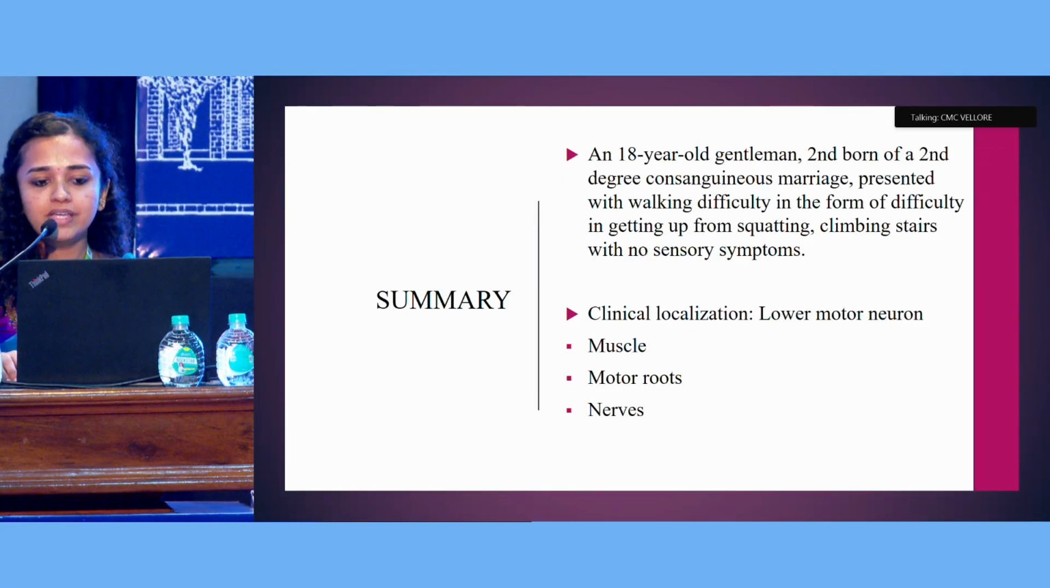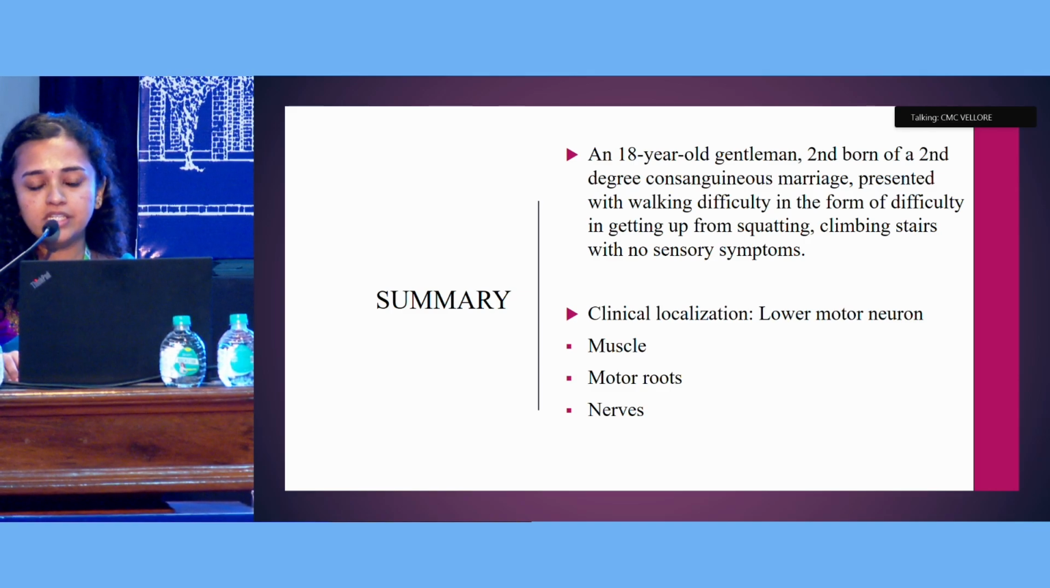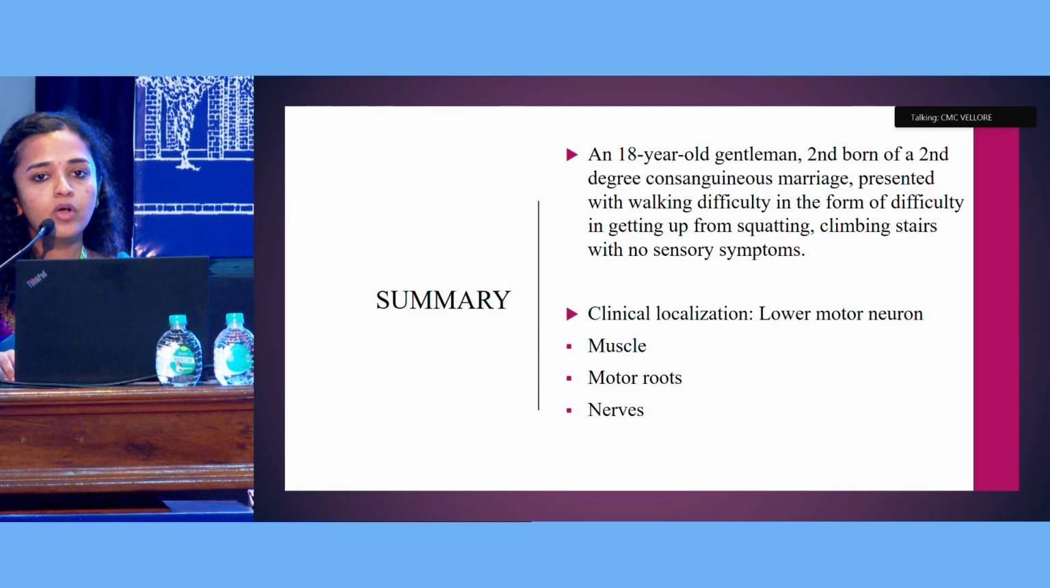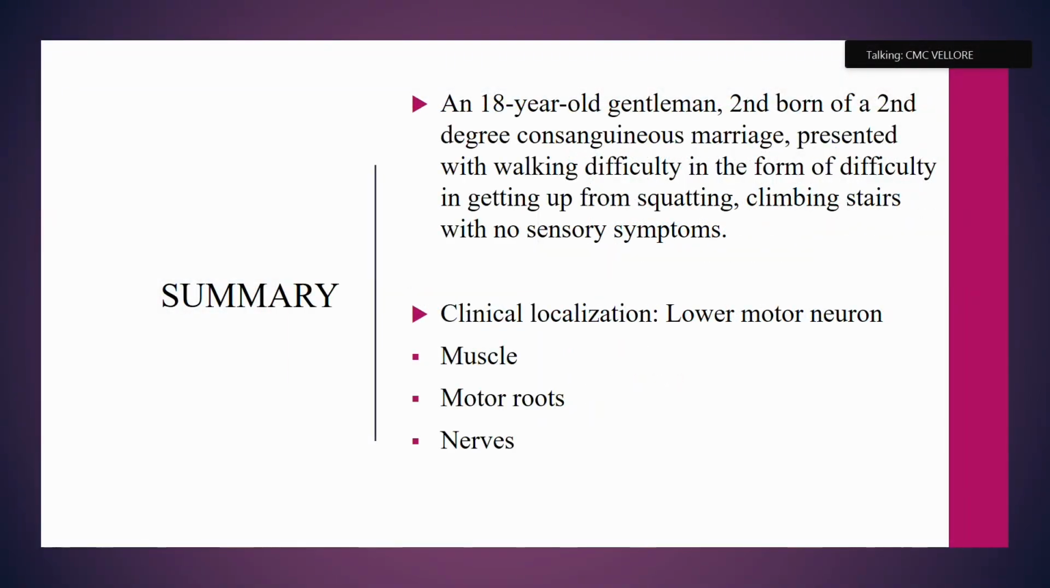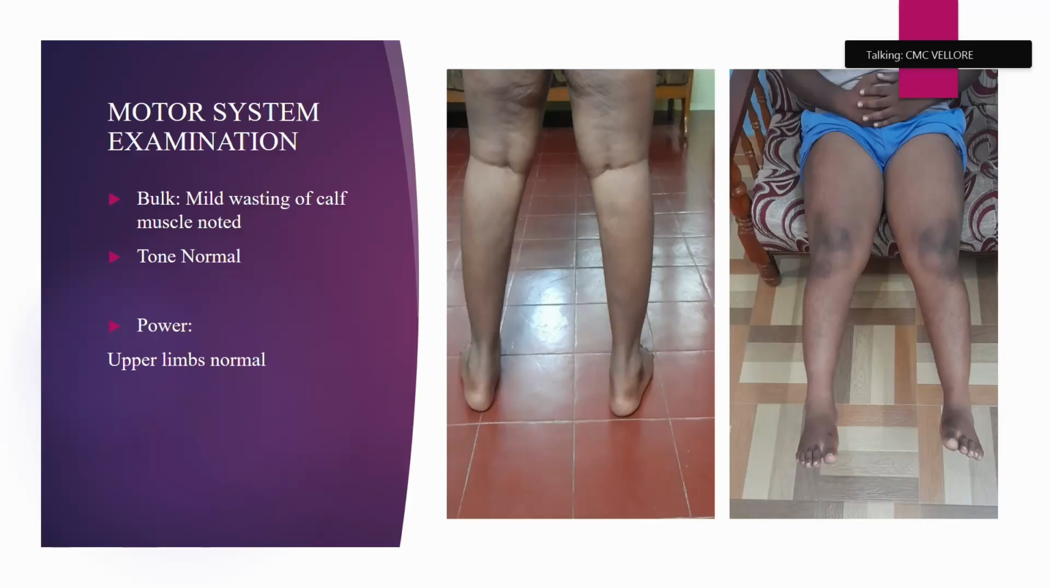Family history: he was born to a second-degree consanguineous marriage, second born, with no similar complaints in the family members. So again we have a gentleman presenting with walking difficulty, difficulty in getting up from squatting and climbing stairs, with no sensory symptoms, having a similar pattern of localization. On examination, he was obese with a BMI of 26. Other domains were normal. Here we can see some mild wasting over the calf muscles; otherwise the other muscles seem well preserved.